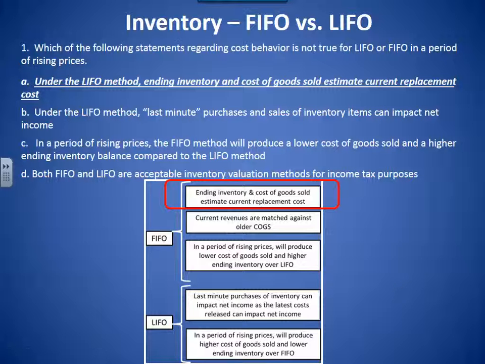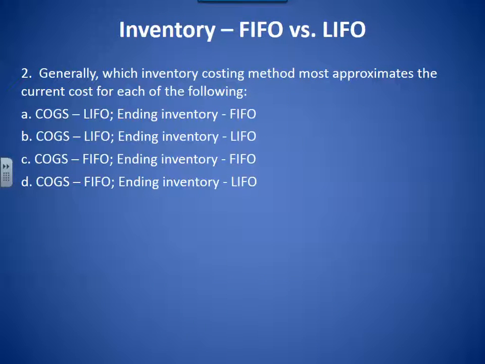Okay, let's take a look at number 2. Generally, which inventory costing method most approximates the current cost for each of the following? Each of the following involves cost of goods sold and ending inventory. So again, review the question. Now stop the video.